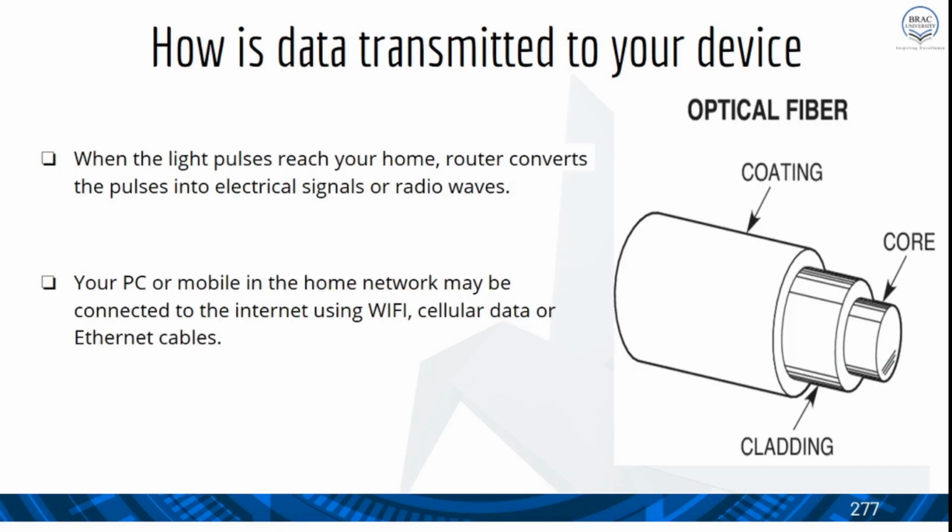Lastly, students, when this data reaches your home network through optical fibers in the form of light, any networking device such as a router converts these pulses of light into electric signals if you are using an Ethernet cable, or into radio waves if you are using Wi-Fi. And that, students, is how data travels from the Facebook server and into your device. And finally, students, this is what happens when you watch a video which is uploaded on Facebook.